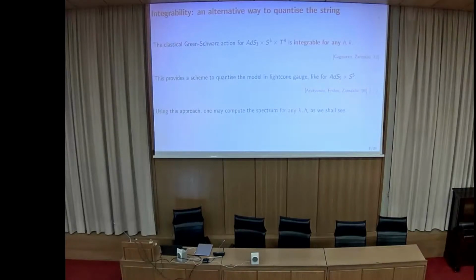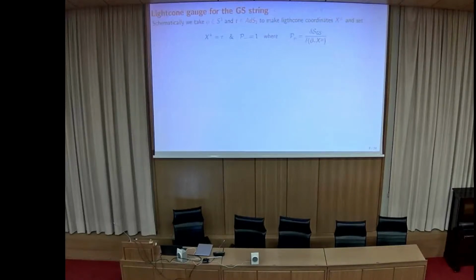So the aim of the game is to find the spectrum for any K and H, and I'm going to tell you briefly how it's done, and then I'm going to tell you what the results are. One important part of the trick is that we go to a specific light cone gauge, where we pick a light cone X plus and we fix the conjugate momentum P minus to be constant density.